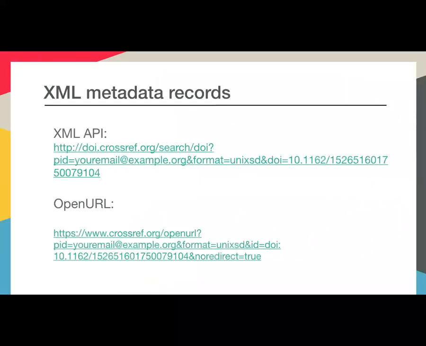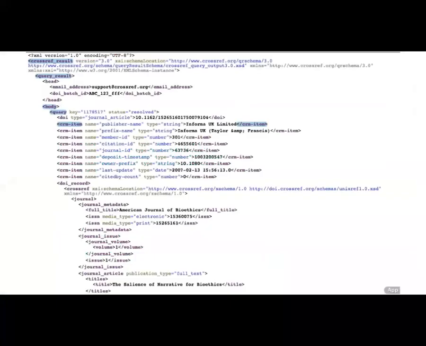You can also retrieve a metadata record as XML using both our XML and OpenURL APIs. We have a few legacy formats for XML records, but if you specify that you want our UNIXSD format, you'll get the most complete record available, and chances are that is what you will want. And the record will contain the same info as the JSON record, but marked up as XML.